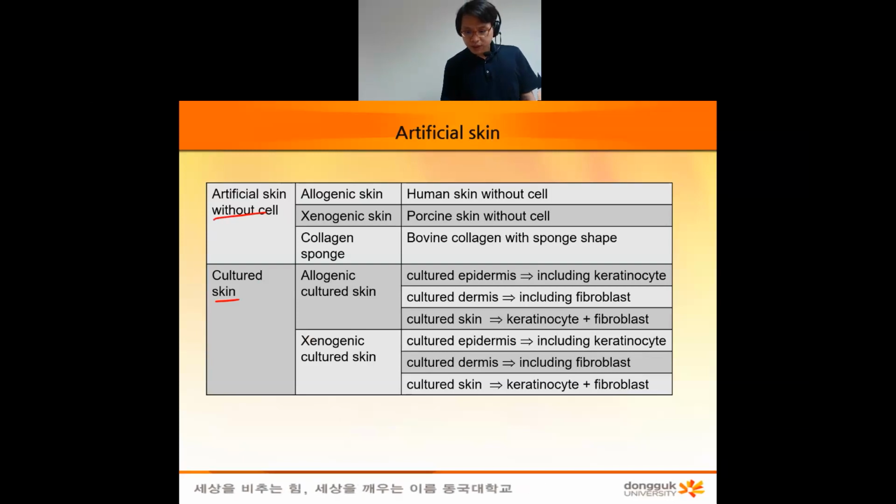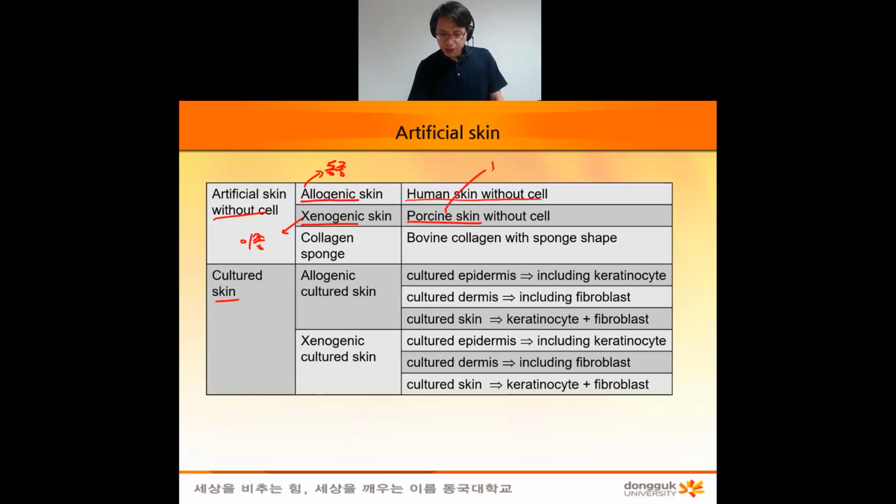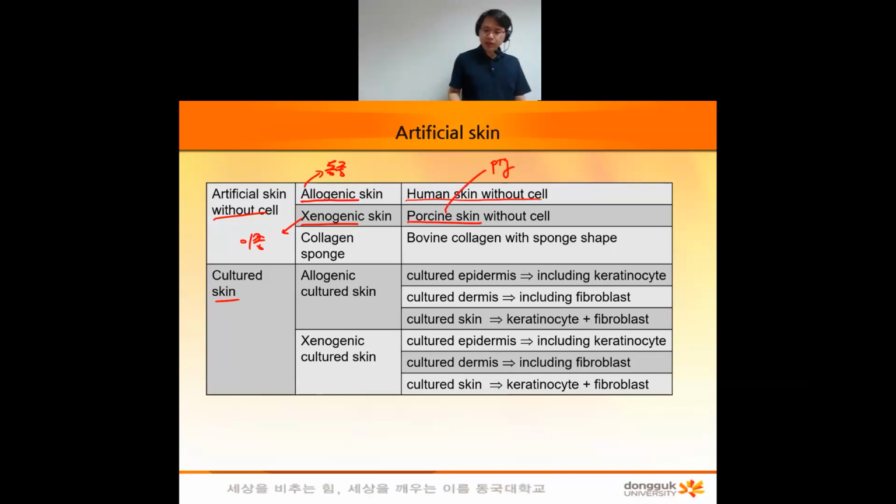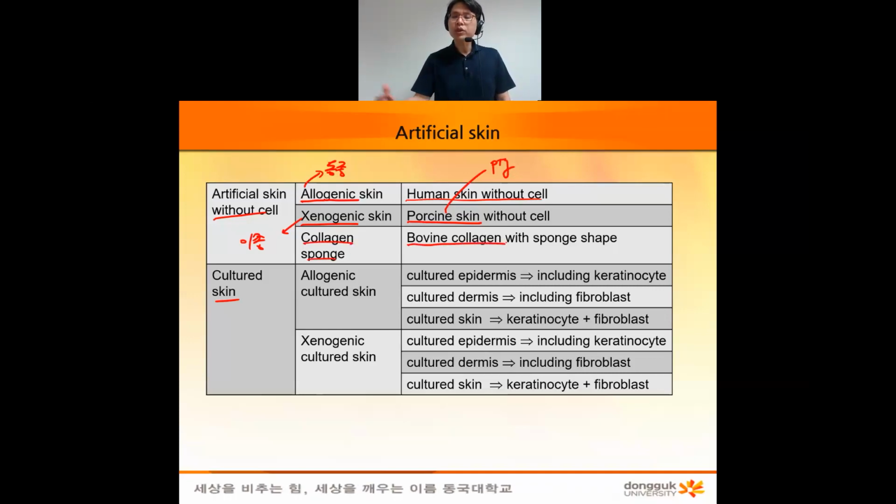Without cells is divided into two types, allogenic and xenogenic. Allogenic means 동종, from the same species. Xenogenic is from 이종, from other species. So in allogenic skin, human skin without cells is utilized, and in xenogenic skin, porcine skin, pig skin, is utilized. Or sometimes collagen sponge is utilized, and bovine collagen with sponge shape can be the example of this type.